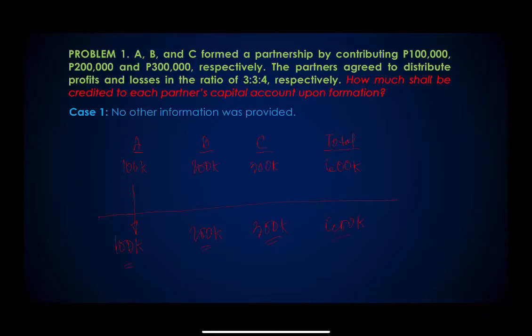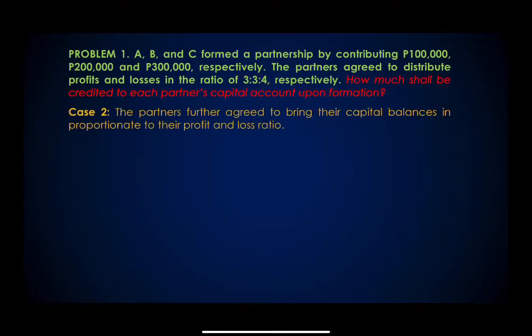In this case, we are not going to refer to the partnership profits and losses ratio. Okay, so the final answers would be 100,000, 200,000, and 300,000 respectively. Same problem, but case number 2. The partners further agreed to bring their capital balances in proportion to their profit and loss ratio. For this case, we are now going to refer to the profit and loss ratio because partnership is bound by agreement, so we have to follow.